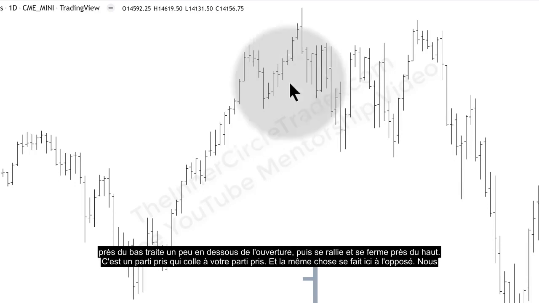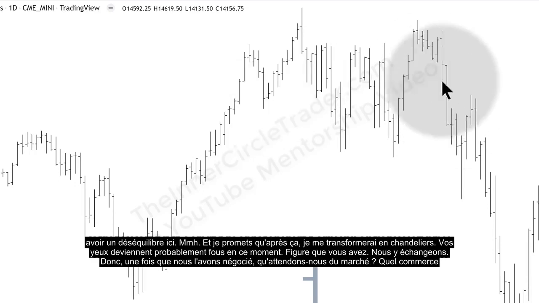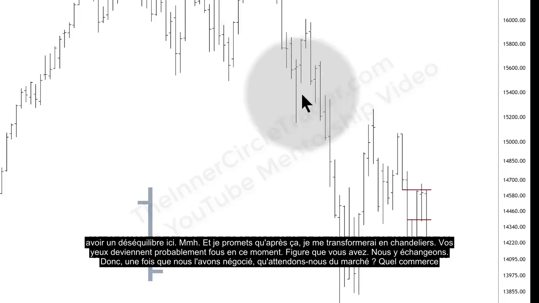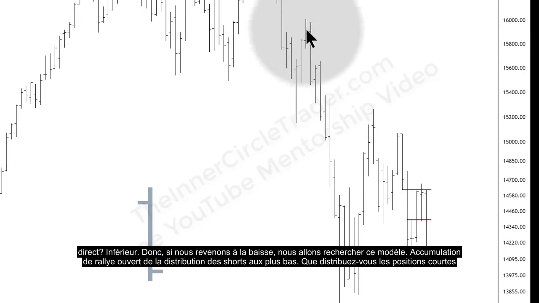And the same thing is done over here on the opposite. We had an imbalance here. And I promise after this, I'll change it to the candlesticks. Your eyes are probably going nuts right now. Fair value gap, we trade up into it. So once we trade into it, what are we expecting? The market to do what? Trade back lower. So if we're trading back lower, we're going to be looking for this pattern.